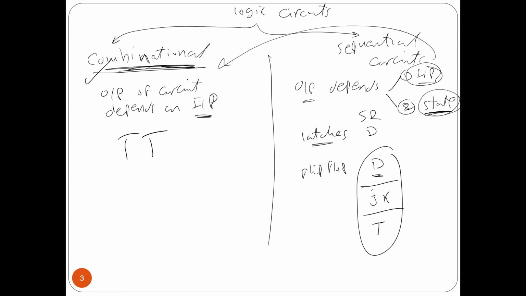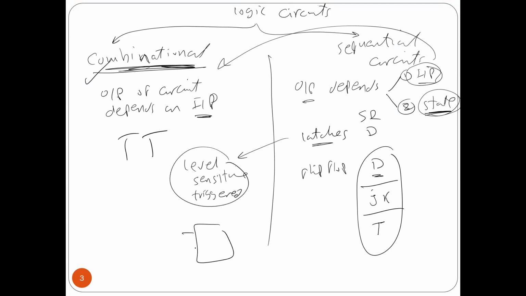Both of them are storage units, but the main difference is that latches are level sensitive, or level triggered. What does it mean? It means once you change the input, the output will change immediately. Once you change the level, the voltage from 0 to 1 or 1 to 0, the output will change immediately.